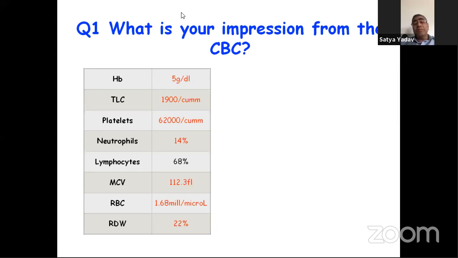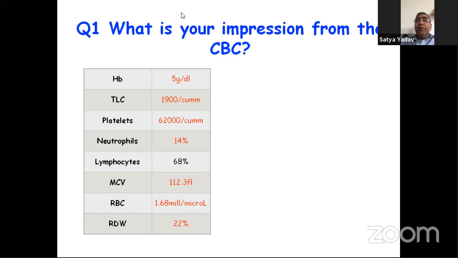As the CBC shows, all cell lines are affected, so this child has pancytopenia. With this pancytopenia, we see macrocytosis. So it's a macrocytic anemia in the red cell lineage, which gives us a clue that it could be a nutritional deficiency like vitamin B12 or folate deficiency, or it could be aplastic anemia or myelodysplastic syndrome, where macrocytosis can be seen.